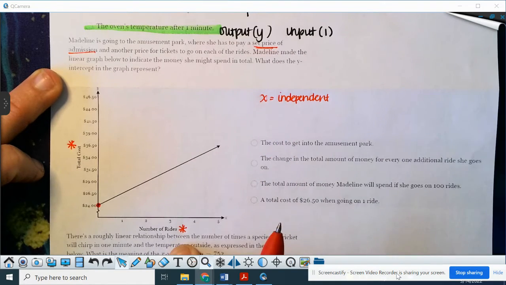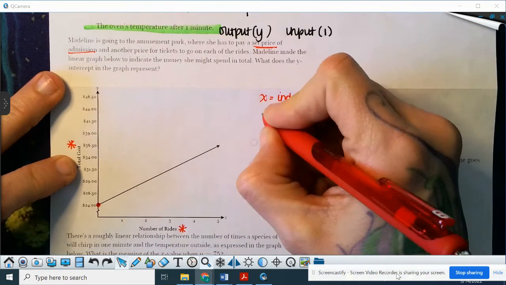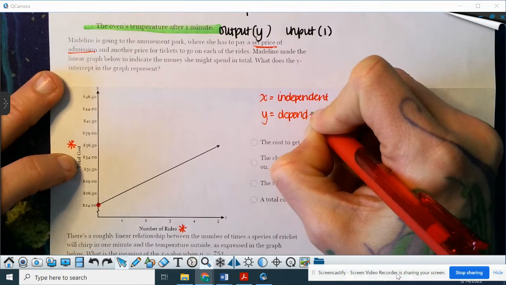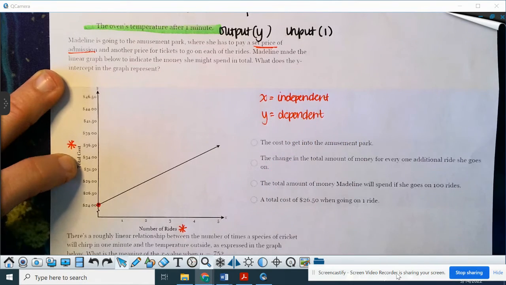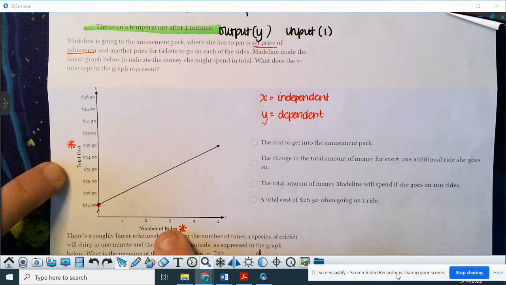You decide how many rides you're going to take, which determines the cost. And so then your y value or output is always dependent on the other. So the cost is not independent of the number of rides. You will know what it costs to take a ride or to spend the day at the park depending on the number of rides you rode.